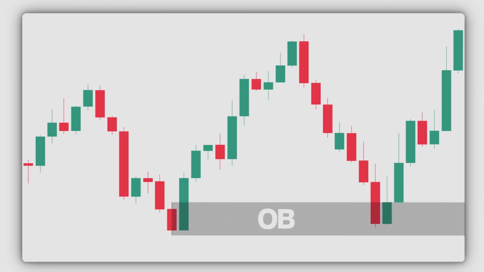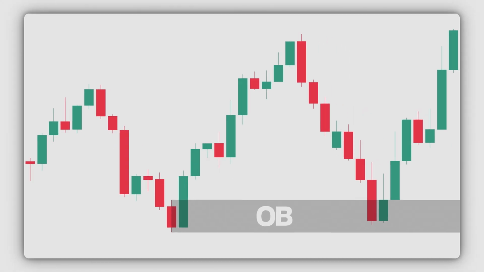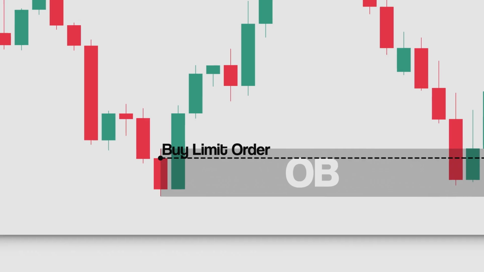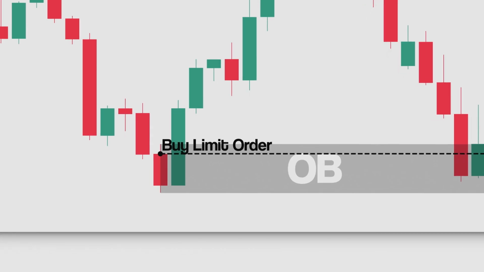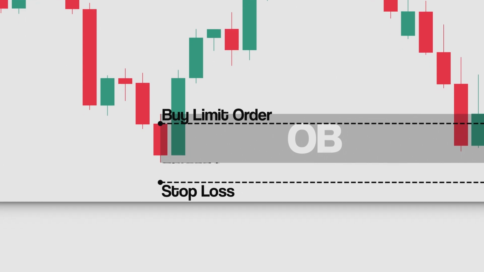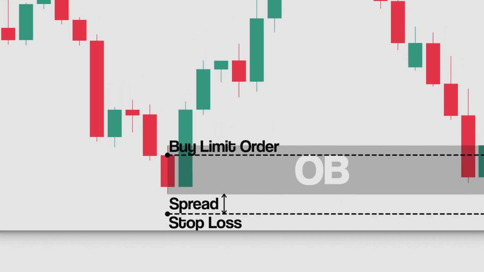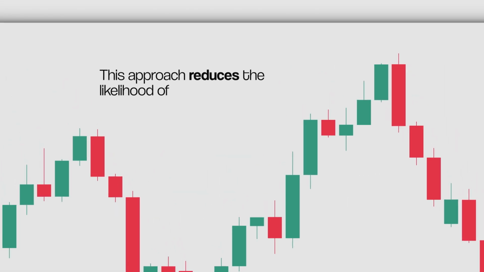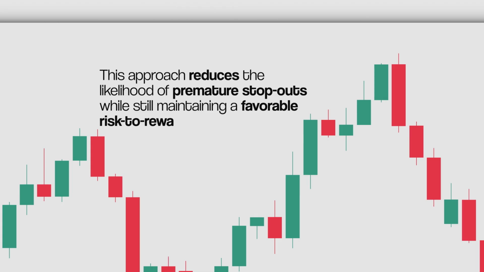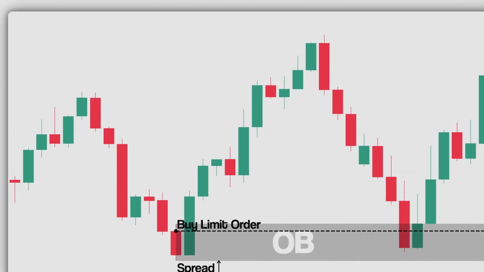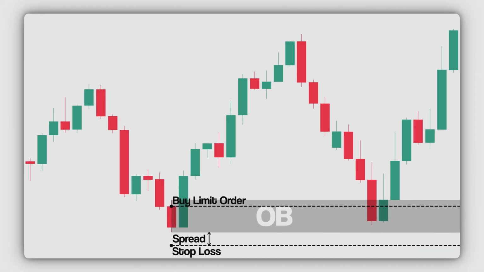The second entry model is slightly more conservative. In this case, the buy limit order is placed at the upper level of the candle body that defines the order block, rather than the wick. The stop loss is placed in the same way as before, just below the lower wick adjusted by the spread. This approach reduces the likelihood of premature stop-outs while still maintaining a favorable risk-to-reward ratio. It balances early participation with improved confirmation.